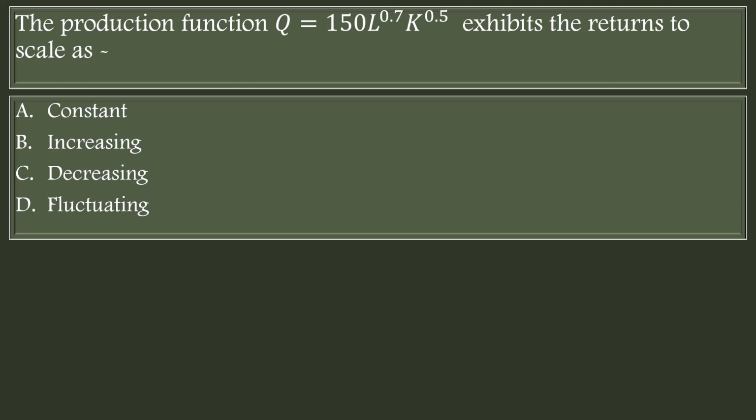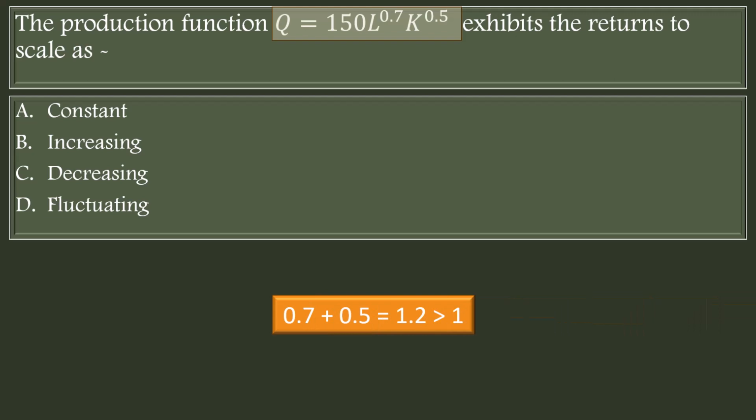Production function is given. In such cases, the sum total of the exponents of the variables L and K gives an idea about the kind of returns to scale. In the given function, the exponent of L is 0.7, the exponent of K is 0.5. Their total is 0.7 plus 0.5, 1.2. 1.2 is greater than 1. So, the given function exhibits increasing returns to scale. Option B, increasing, should be your choice.